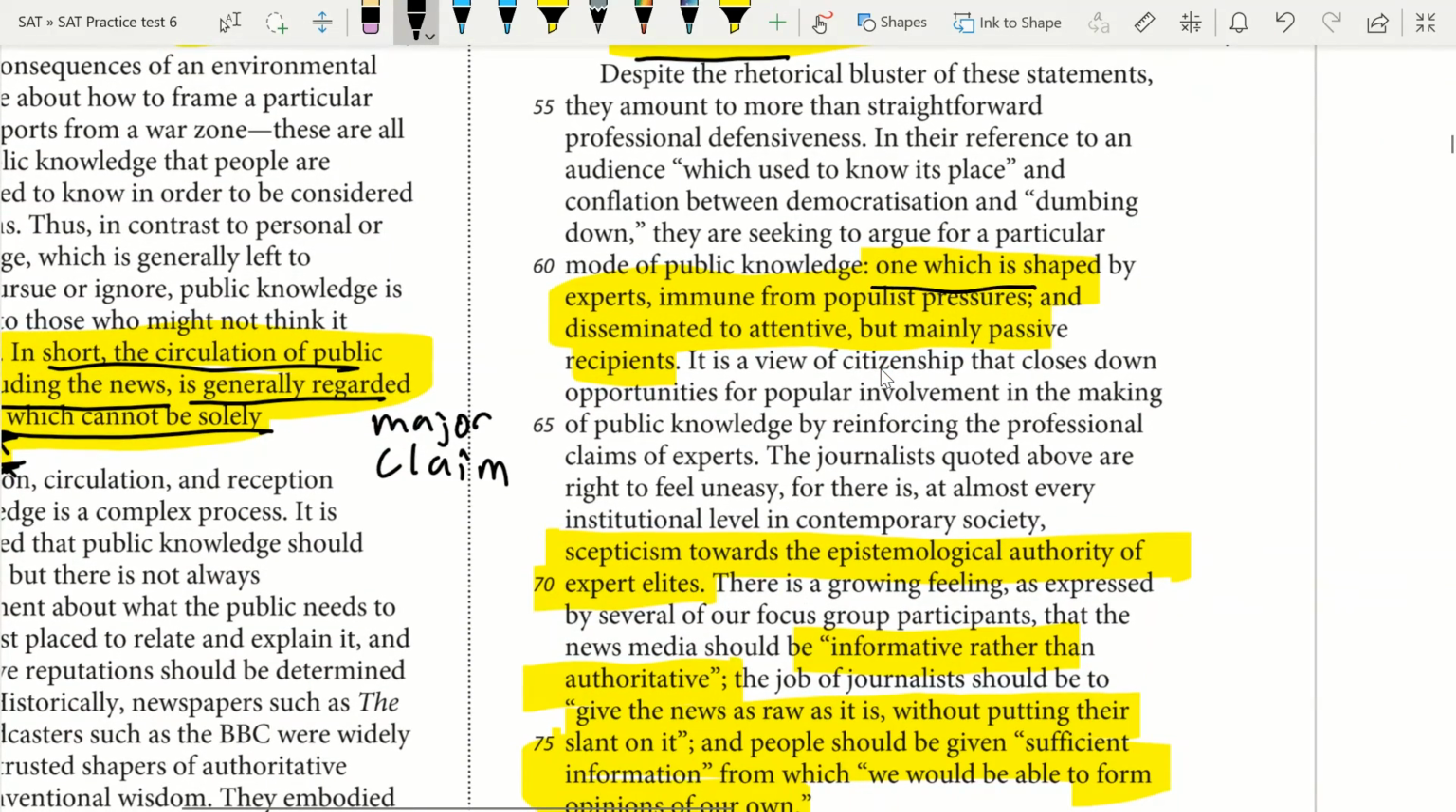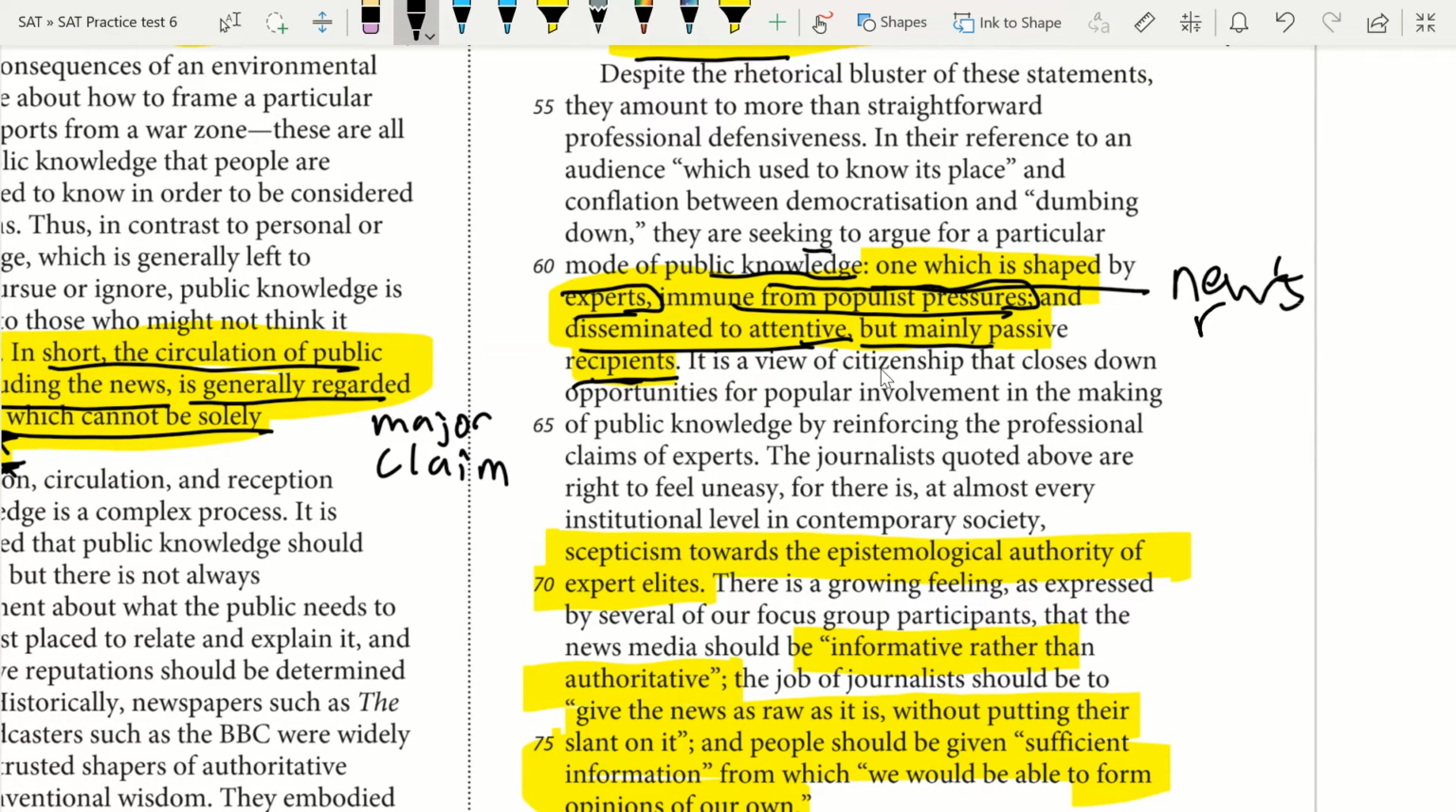Next, one which is shaped by experts immune from populist pressures and disseminated to attentive but mainly passive recipients. All right. So we're talking here about how they're seeking a particular mode of public knowledge, right? They want one that's shaped by experts, okay, who are immune from populist pressures, so immune from what the audience actually wants, and disseminated to attentive but largely passive recipients. So this is really talking about what news publishers want. So this is news publishers, what they are demanding, okay?